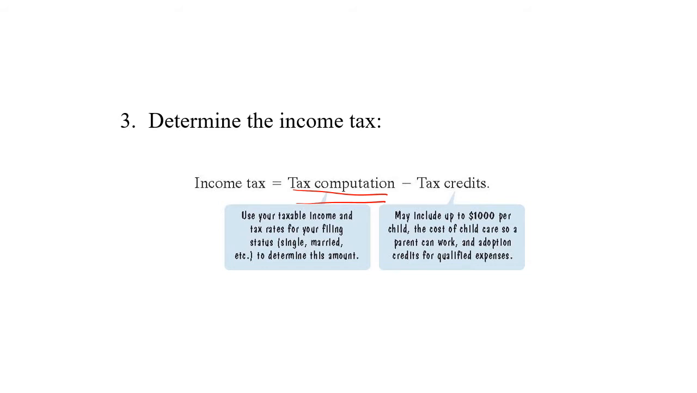And some people are allowed tax credits. You may have heard of the Earned Income Tax Credit or the Child Care Credit. Those are all credits that you can use to put towards your income taxes that you owe.